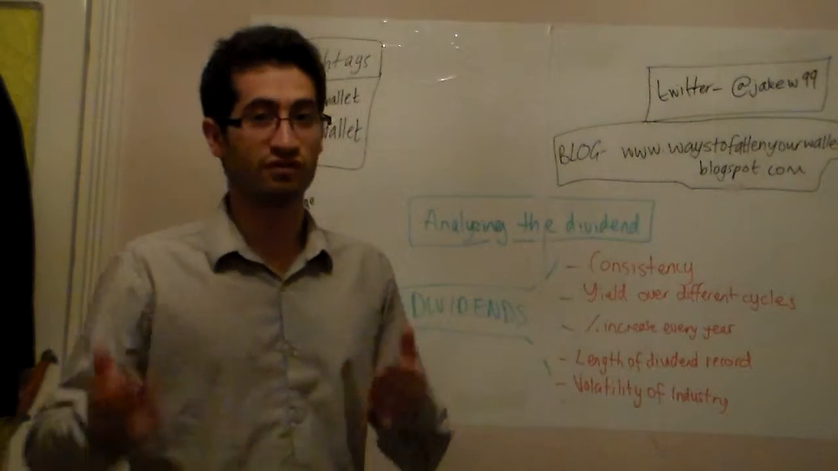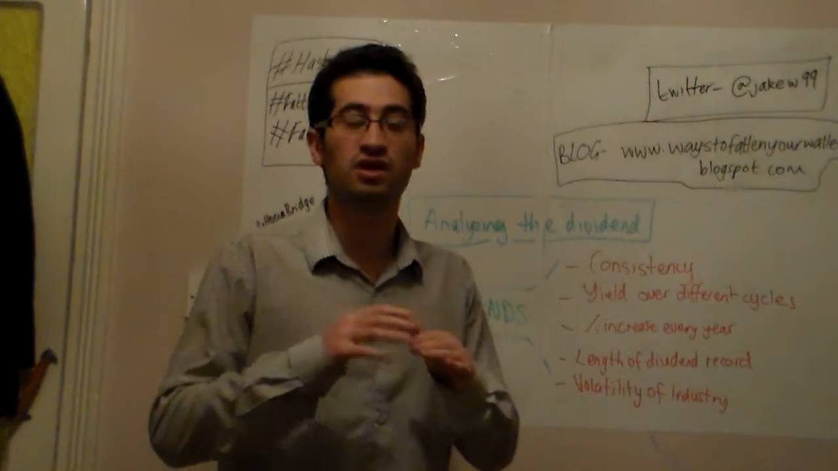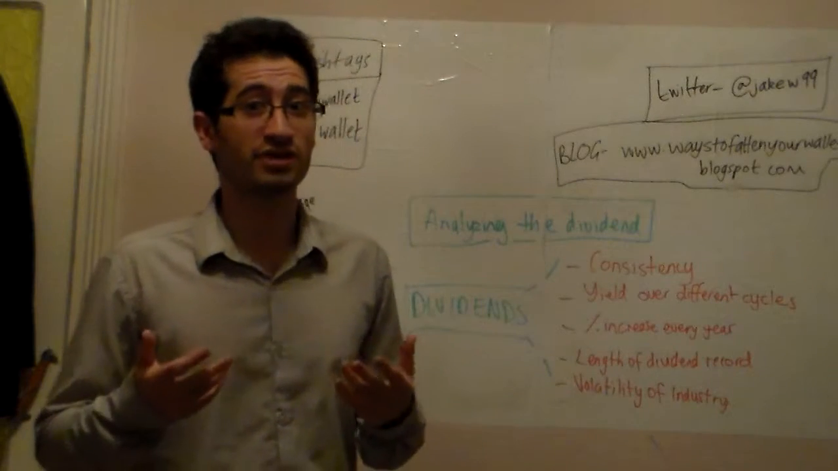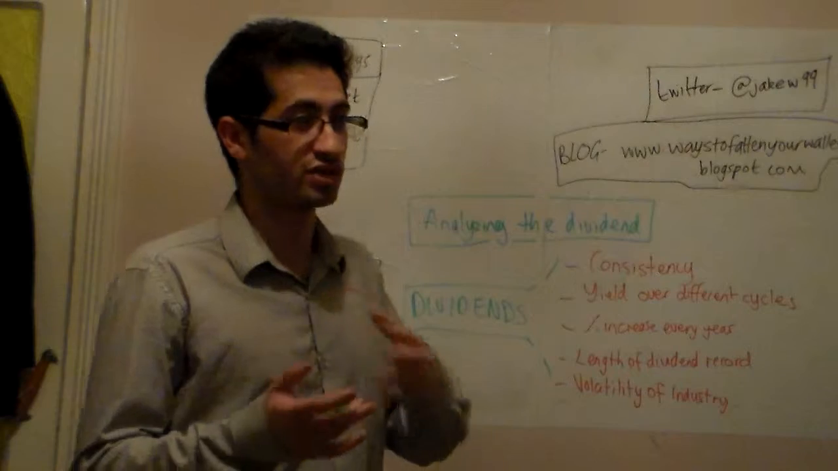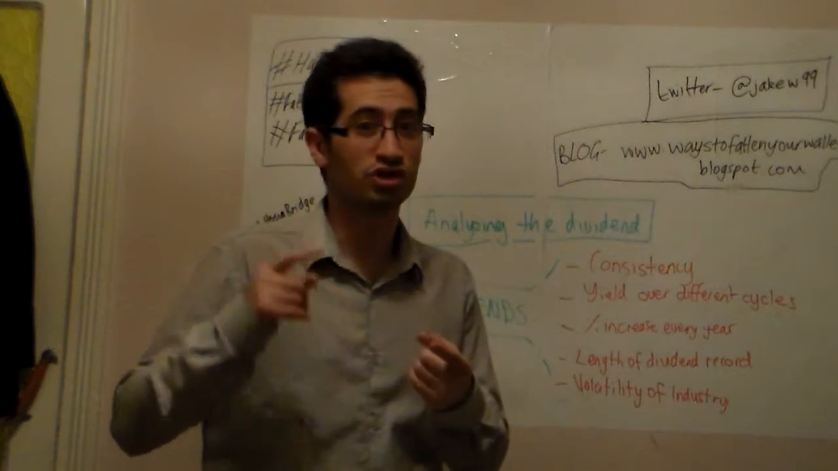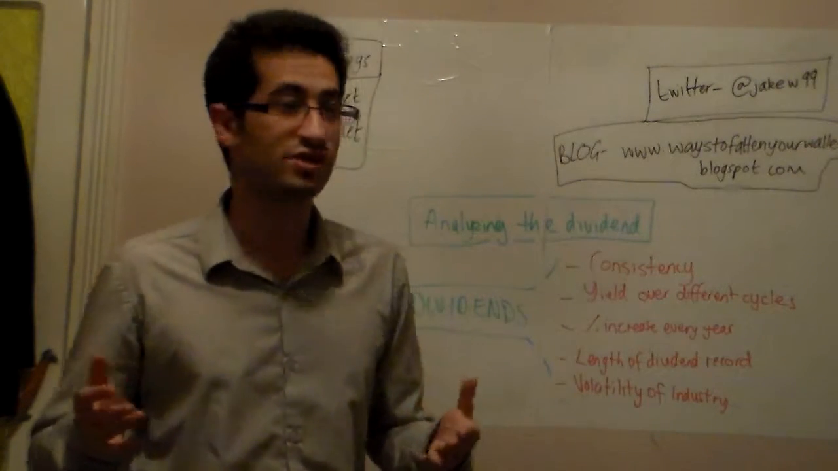When on the downswing of a cycle, what happens? Do they keep the dividend the same? Do they decrease it? Do they get rid of it completely? What happens in those circumstances? And you'll need to understand, you'll need to kind of work out if it's a stock you want to stick with, whether you're just going for the dividend or you're looking at it for other reasons. Are you looking for long-term investment, etc.?